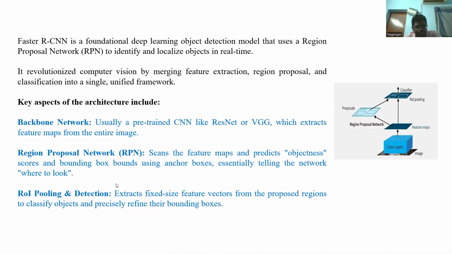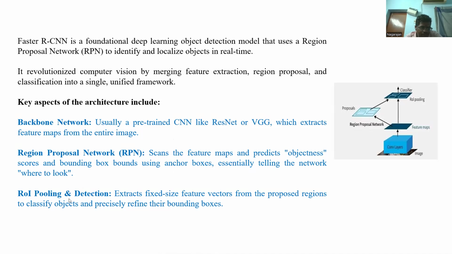Then the RPN always scans the feature maps and predicts the objectness scores and bounding boxes using the anchor boxes. It tells the network where to look. That means wherever the object is, it gives the information, and what the object is, and later gives the classification of the object also. For example, take some images from an animal dataset: where is the dog, or where is the cat, like that, after training.